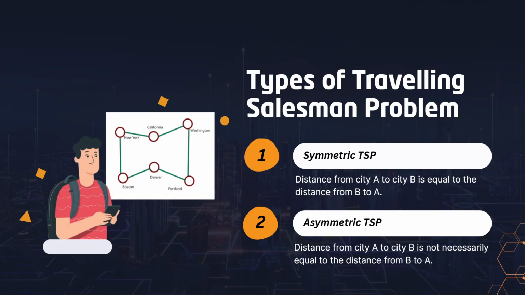Symmetric TSP is simpler to solve compared to other types and is often used in theoretical studies and basic route planning problems. For example, if traveling from Dhaka to Chittagong costs 250 kilometers, then returning from Chittagong to Dhaka also costs 250 kilometers. Then asymmetric traveling salesman problem, ATSP.